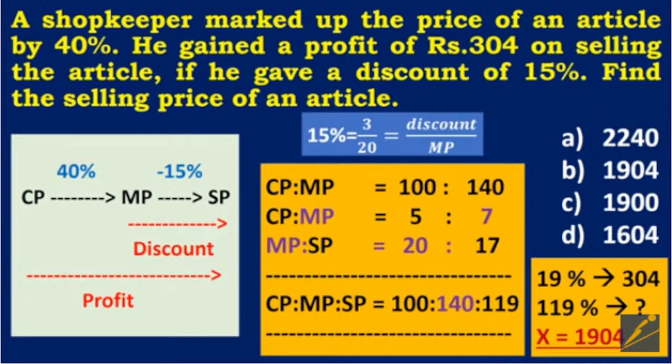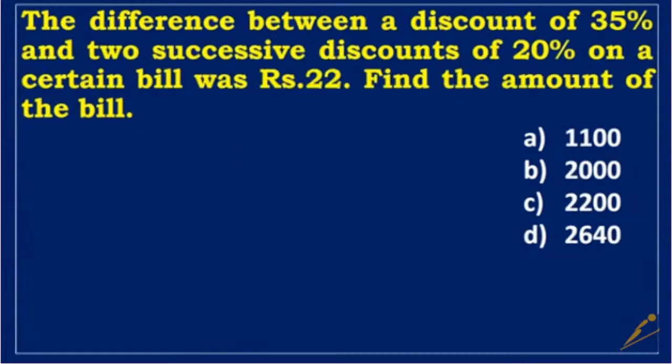Profit of 19% is 304. Then we must calculate the 119% selling price. First, find 1%, which equals 16. Then 119% is 119 into 16, which is 1904. Let's look at another example to better comprehend the discount concepts.